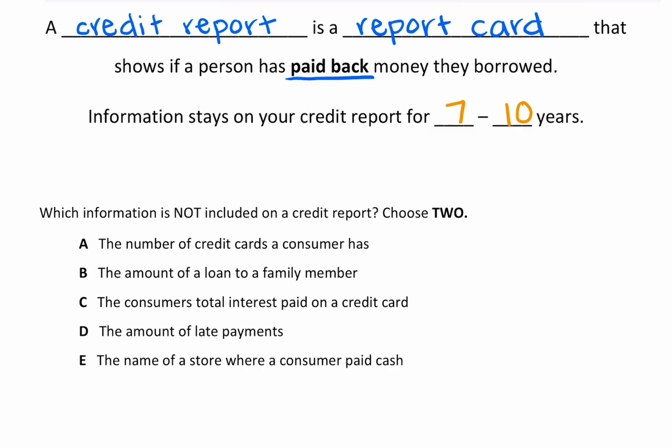So which information is not included on a credit report? Okay, remember credit reports, that's your report card. So people want to know, are you going to pay them back? Okay, because that's what a credit report says. It says, are you going to pay them back or not? So do they want to know the number of credit cards a consumer has? So if you have 10 credit cards, they're probably not going to give you any extras. So that is important, but this is a "not" question, okay?